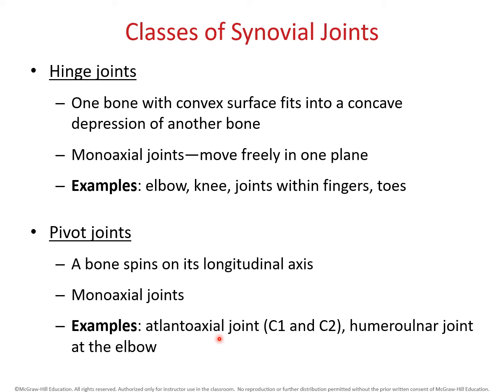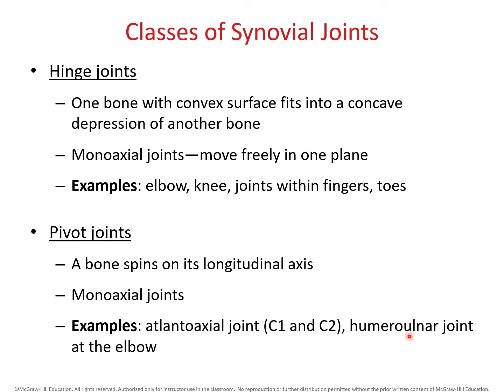Remember how easy the names of joints can be as long as you know the names of your bones, okay? That's all it takes. So atlantoaxial joint. This is a pivot joint, monoaxial. You can only move in one direction. We talked about how you can move your head from left to right at this joint.